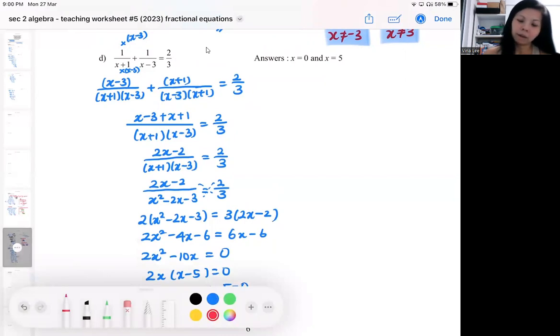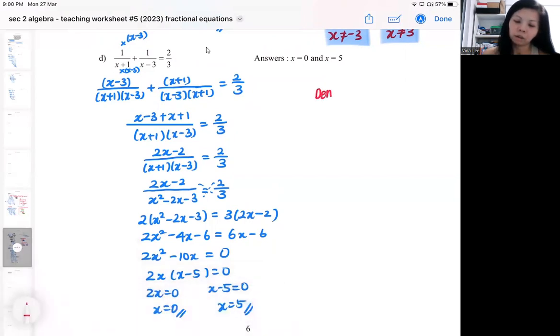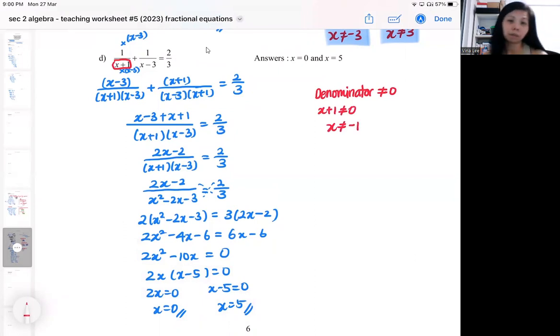But you can do a check, with the mentality that the denominator cannot be 0. I got two denominators. The first denominator cannot be 0, so x cannot be minus 1. The second denominator cannot be 0, so x cannot be 3. As long as your answers are not these two, then they are valid answers.